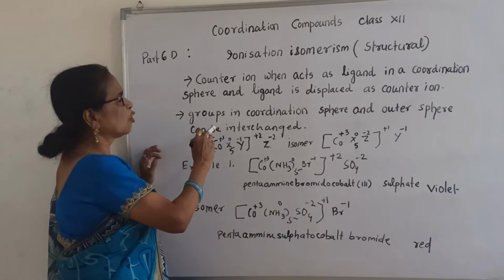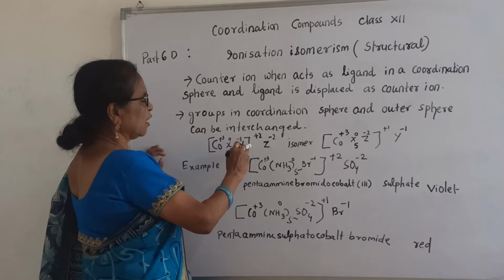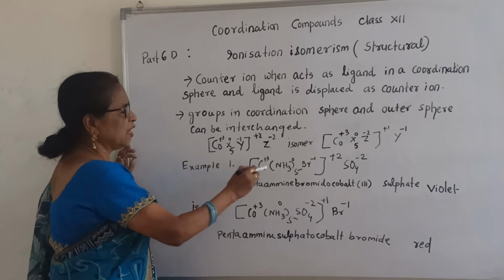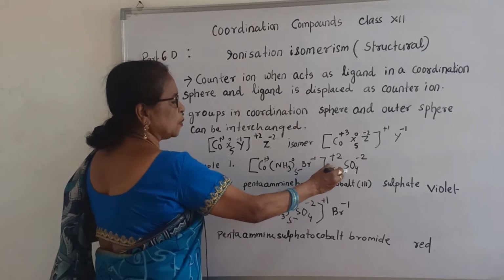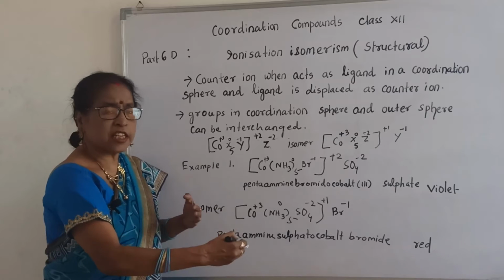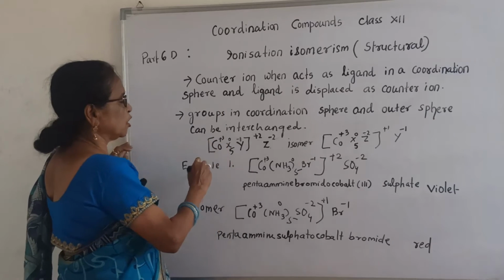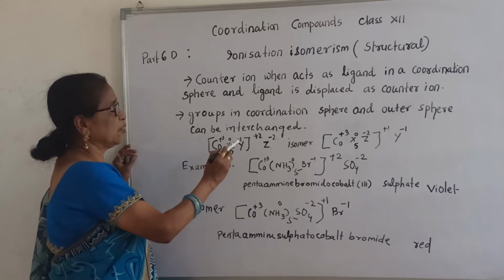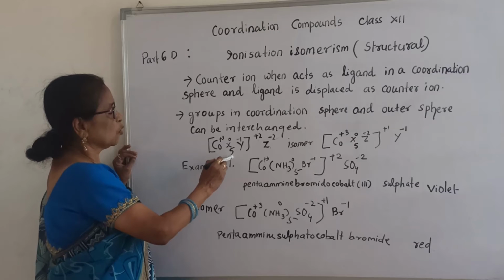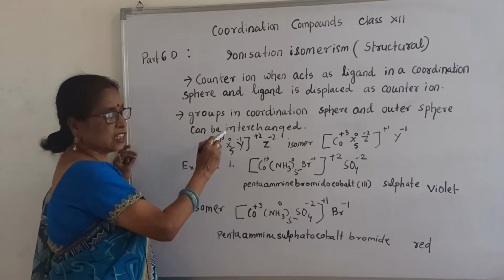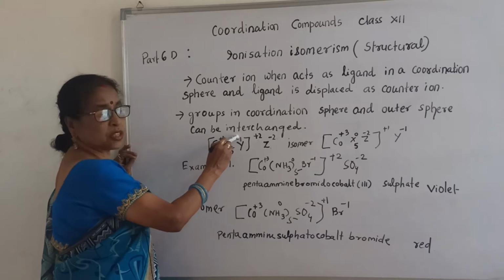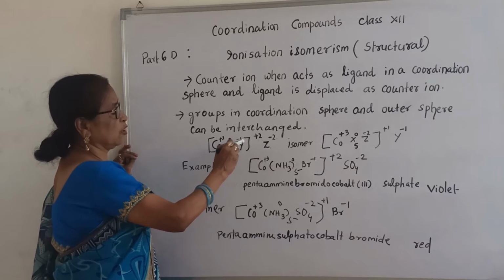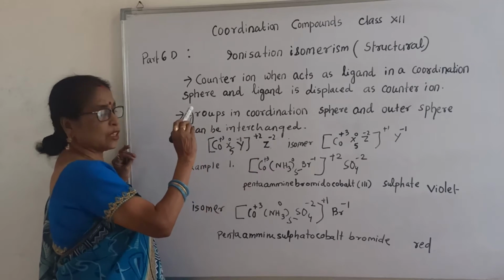That means the groups in the coordination sphere and the outer sphere can be interchanged, and that is called ionization isomerism. I want to give a general example here: X is a ligand, Y is a ligand, where Y is the negative ligand and X is the neutral ligand. The coordination number is 6, the total ligands are 6, and that is why it is plus 3 charge, minus 1 charge, so the total charge is plus 2. And the counter ion on the outer side of the coordination sphere also has a 2 minus charge.